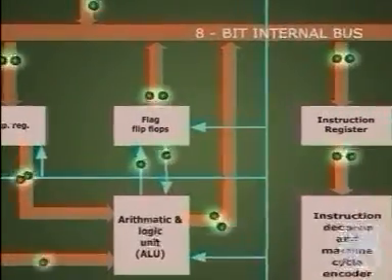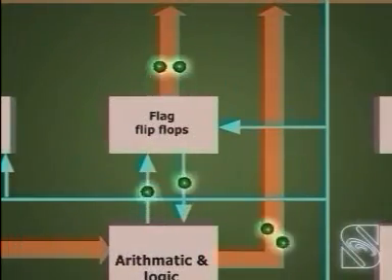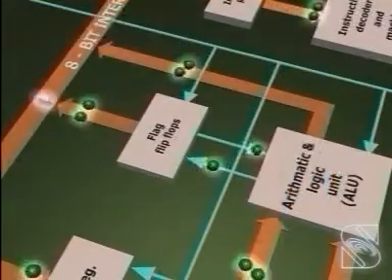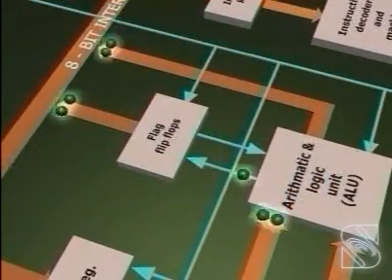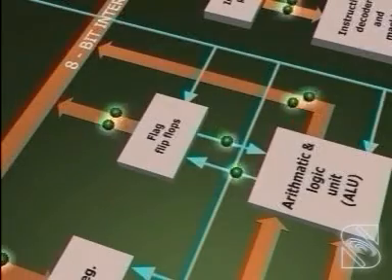Flags. Flag register is a group of 5 individual flip-flops. The content of the flag register will change to 0 or 1 after the execution of arithmetic and logic operations.